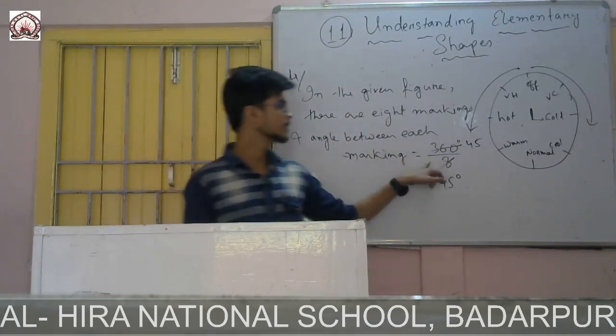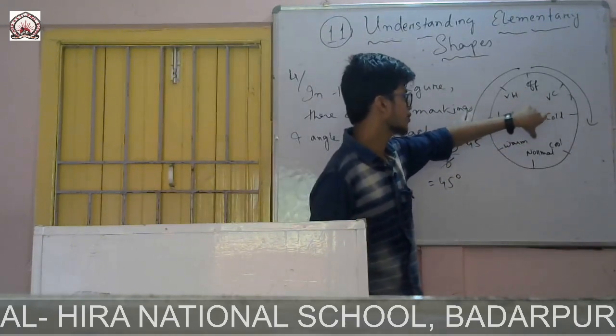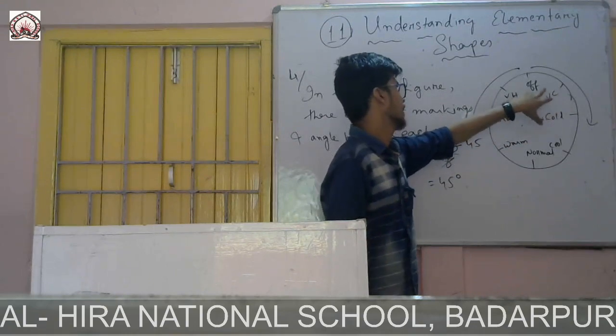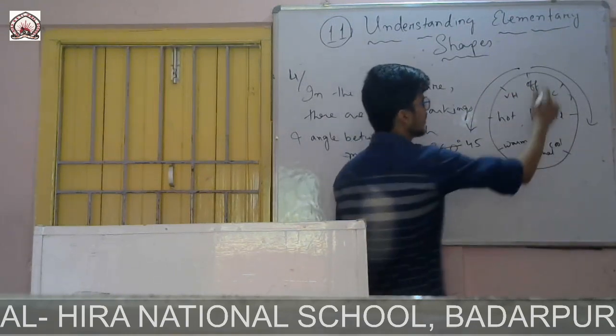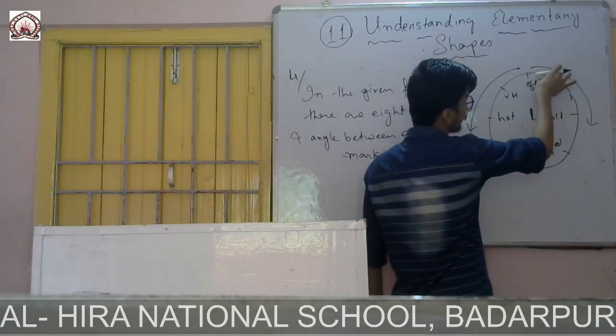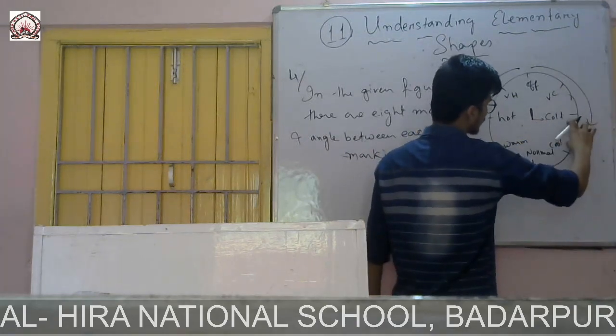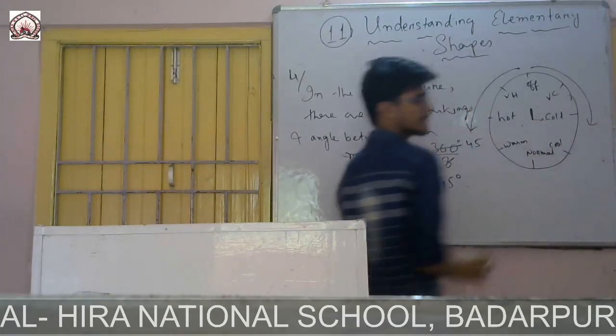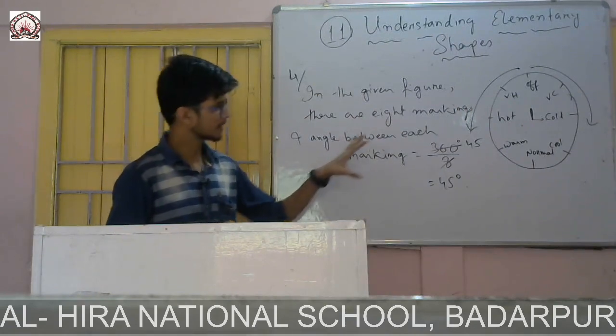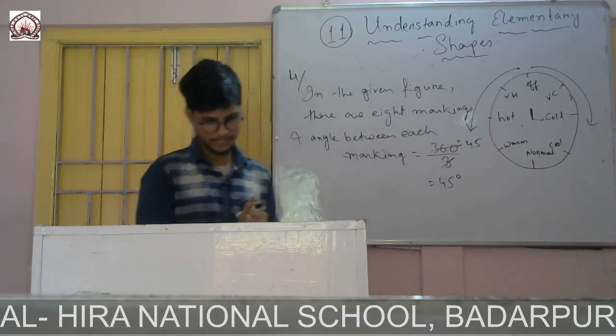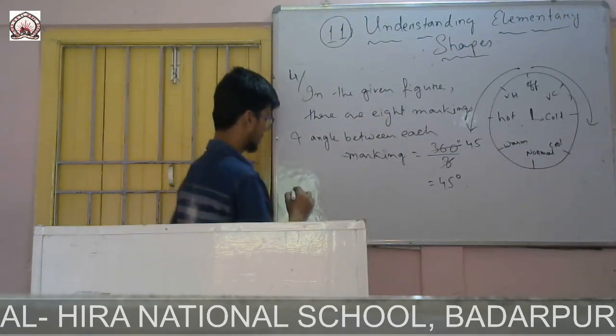Why I have divided with 8? Because the full one, it is full rotation, it will take 360 degree. And there are how many parts? 8 parts. That means from here to here, it is this angle, it is 45, this angle is 45, this one is 45, this one is 45. All of these angles are 45 degree. So now we will find one by one.